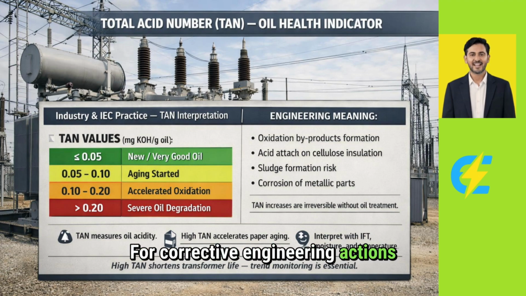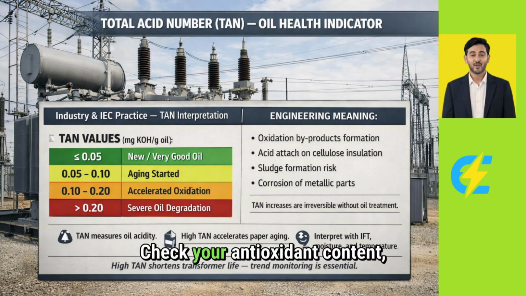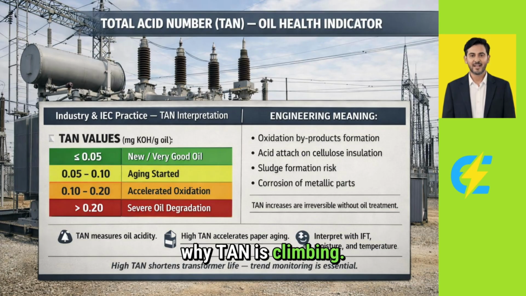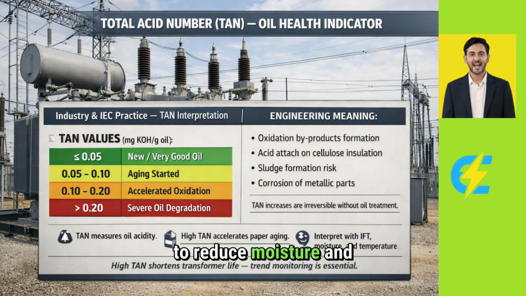For corrective engineering actions with high TAN, start by correlating with IFT and power factor. Check your antioxidant content, because depleted antioxidants explain why TAN is climbing. Plan oil reclamation before sludge formation begins, because once sludge forms, oil reclamation becomes ineffective. Improve your sealing systems to reduce moisture and oxygen ingress. Consider load management to reduce operating temperatures, and most importantly, act quickly. TAN is not an emergency parameter, it is a decision-making parameter. It gives you time to plan, but that time is limited.